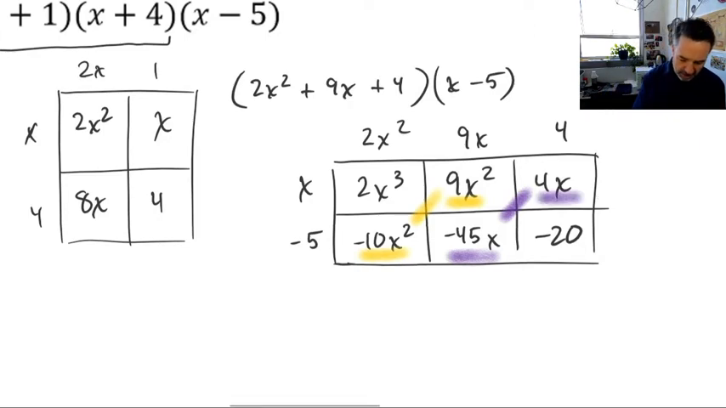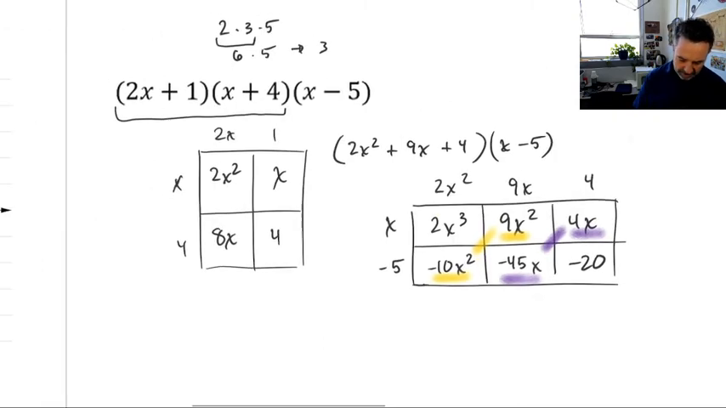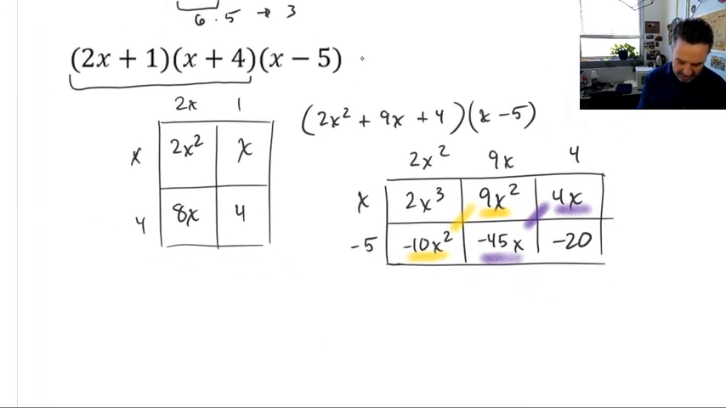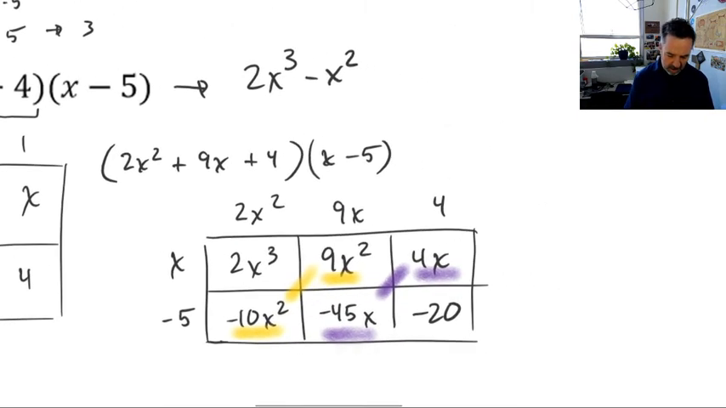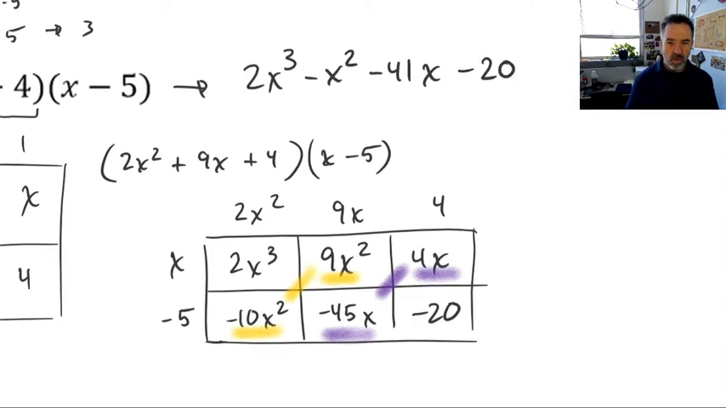So my final product, when I multiply these, I can write this up here as my answer. This product will equal 2x to the third power minus a single x squared. That's the result of combining negative 10x squared and positive 9x squared, so a single negative x squared. Negative 45 plus 4 is going to be a minus 41x. And then finally, minus 20.